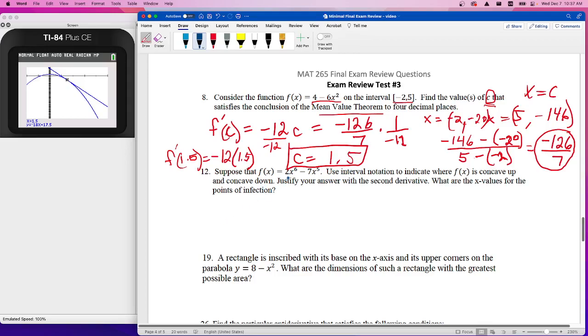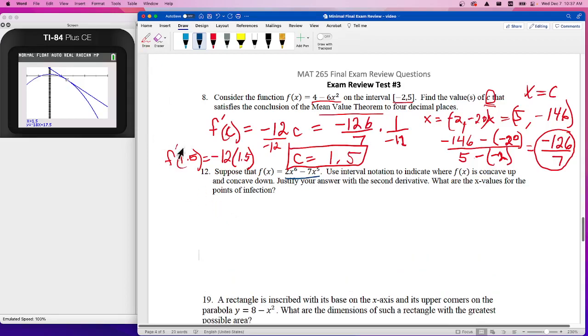So we've got a function here, 2x to the 6 minus 7x to the 5th. We want to indicate where it is concave up and concave down. Justify your answer with the second derivative. And then it asks what are the x values for the points of inflection. By using the second derivative, that's what we'll figure out. Basically, we'll find where the second derivative is equal to 0, and then we'll look to the left and look to the right. Because where the second derivative is 0, that's where we get inflection points, or potentially. We could also get something else.